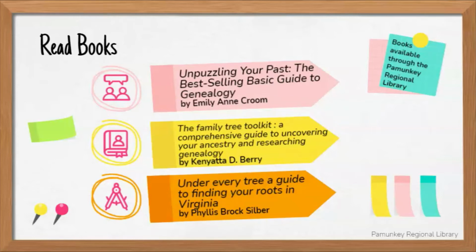Unpuzzling Your Past, the best-selling basic guide to genealogy by Emily Ann Kroom. The Family Tree Toolkit, a comprehensive guide to uncovering your ancestry and researching genealogy by Kenyatta D. Berry. And then Under Every Tree, a guide to finding your roots in Virginia. So that one's specific to Virginia if your family's from here. And that one is by Phyllis Brock Silver.